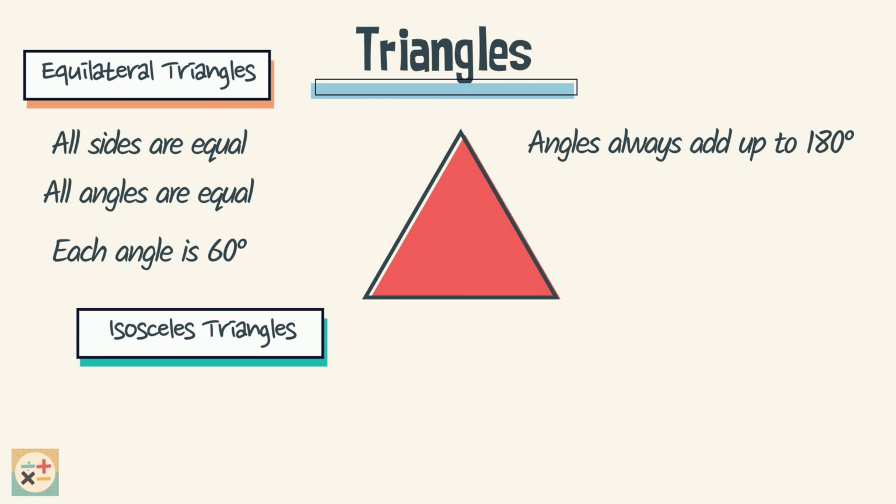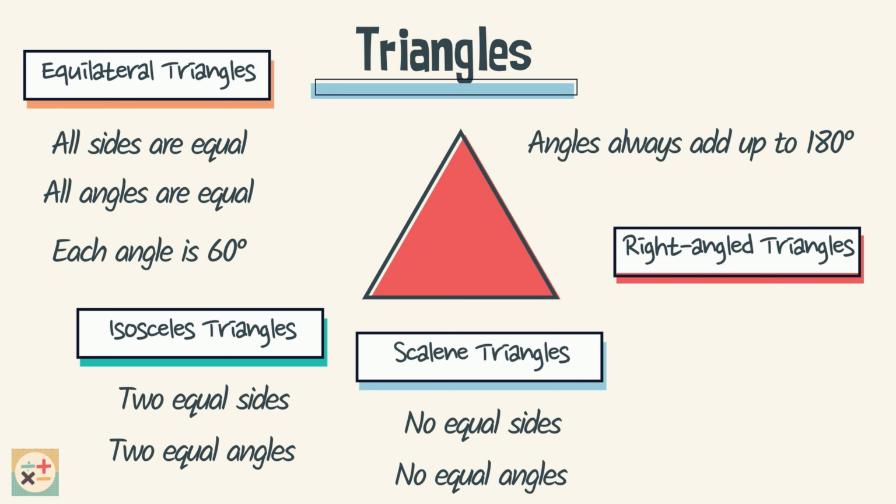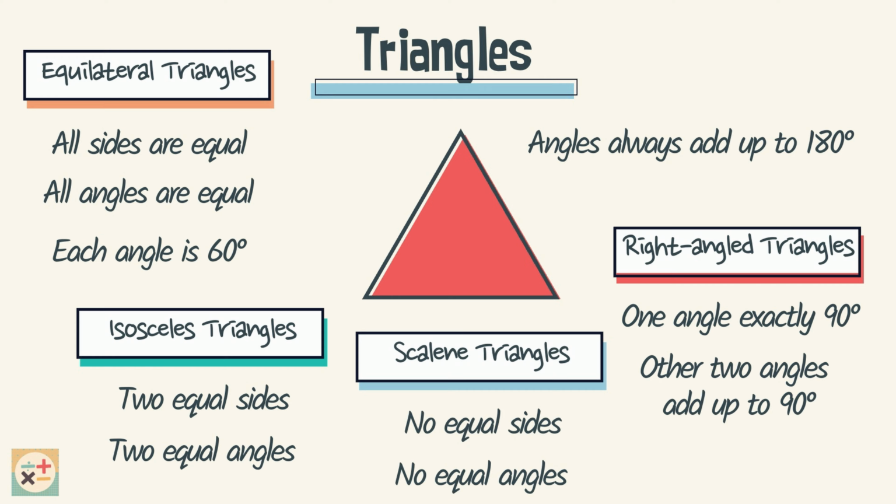Isosceles triangle. Two equal sides. Two equal angles. Scalene triangle. No equal sides. No equal angles. Right-angled triangle. One angle is exactly 90 degrees. The other two add up to 90 degrees.